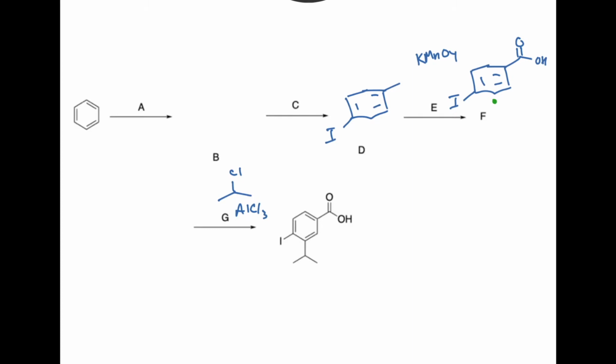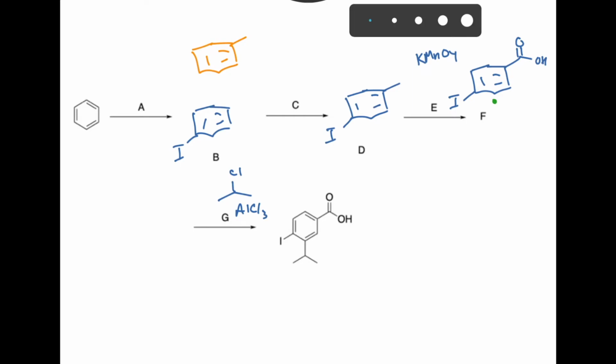Again, we get to me having to say the phrase, what would B be? Could be just I, so we could make iodobenzene. Or we could make toluene, because both of those groups direct ortho-para. So it kind of doesn't matter which one we add first.